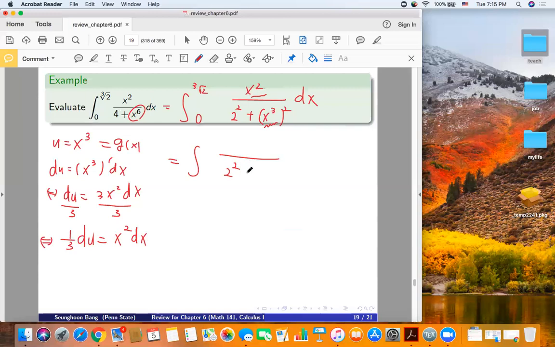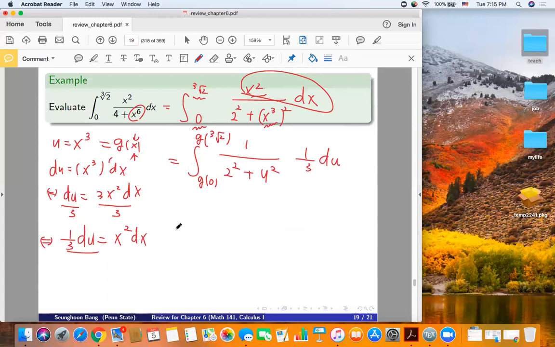The 2 squared here plus x cubed is just u squared. x squared dx. What's x squared dx? 1/3 du. Here, you plug 0 into this relation, g of 0. You plug the cube root of 2 into here, g of the cube root of 2. This is the whole idea.